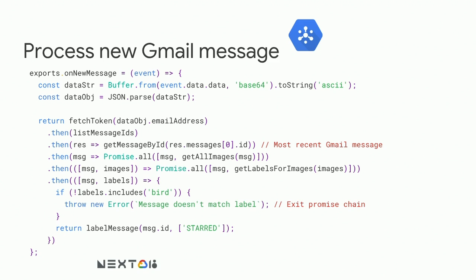Now, the absolute final step here is if Cloud Functions gets this set of labels, and that set of labels contains the word bird, then we mark the message as starred. If that set of labels does not contain the word bird, we simply exit the function and don't star the message.